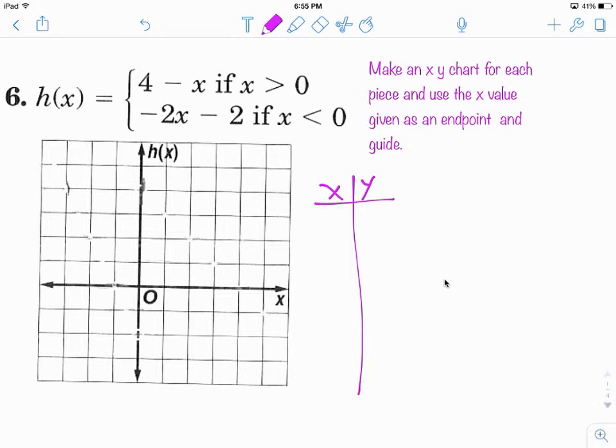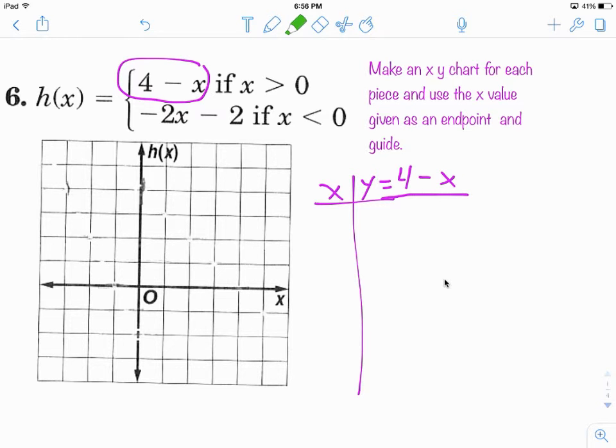And the first one I'm going to have be for this piece. So I'm actually going to write it down as well. I'm going to say y is equal to 4 minus x. Okay. Over here on the right, I typed up: make an XY chart for each piece and then use the x values that are given right here as an endpoint. So you could have 2 pieces in a piecewise function. It could be more than that.